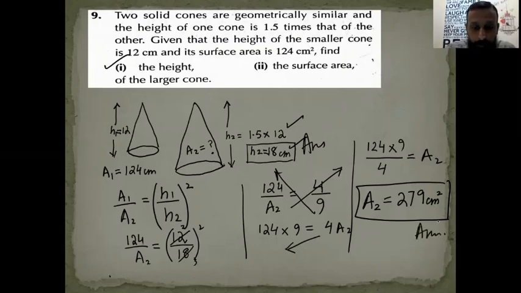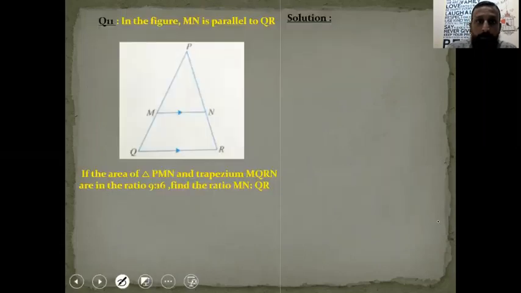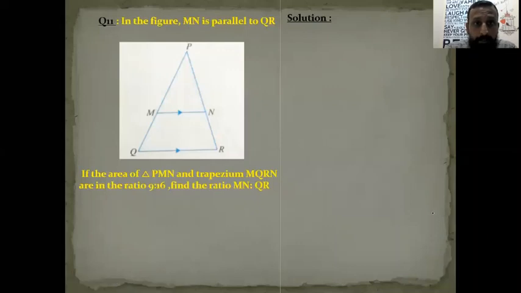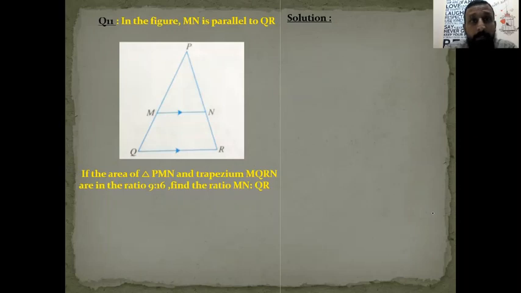Okay, let's move on to the next question now. All right, this is question number 11. In this question, boys and girls, they are saying in the figure MN is parallel to QR. We can see two arrows on the lines MN and QR. The arrows clearly indicate that the two lines are parallel.